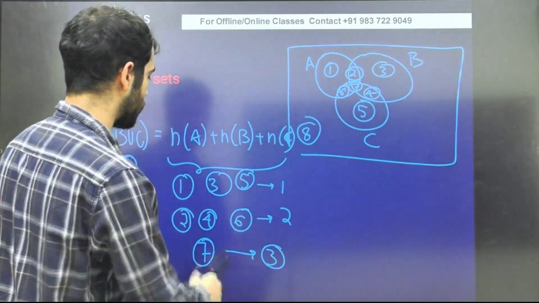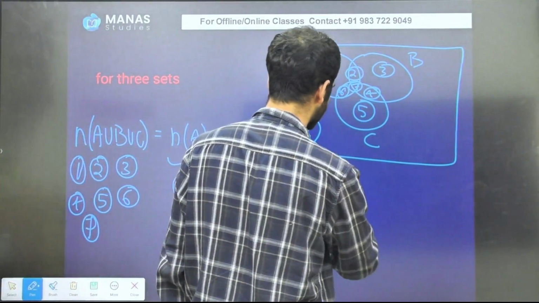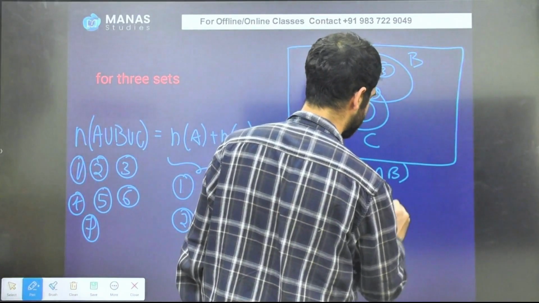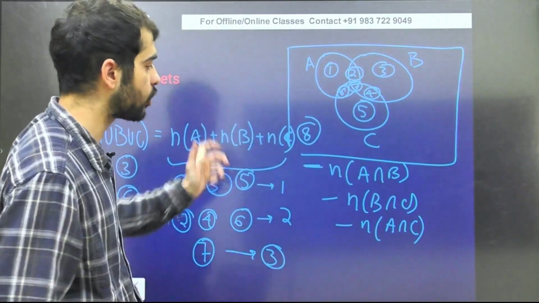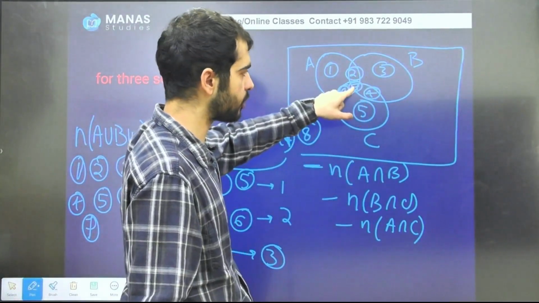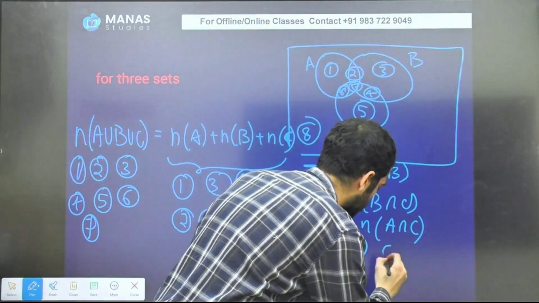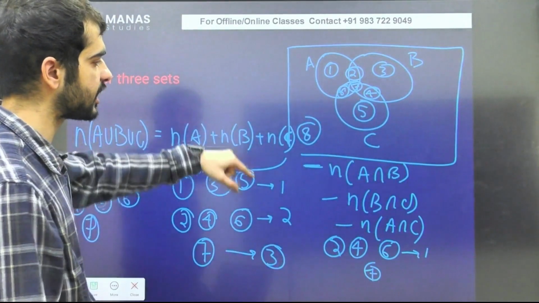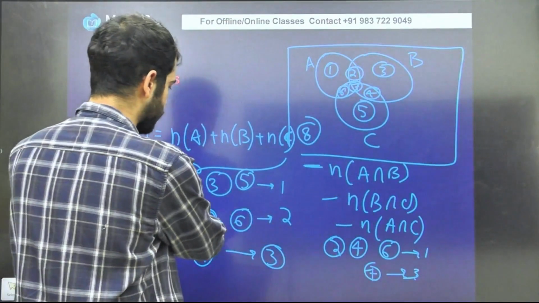So now what do I have to do? I have to remove 2, 4, 6 one time. So in order to remove 2, 4, 6, I have to write it as minus A intersection B, B intersection C, and A intersection C. If I'm removing these, what are the elements that are being removed? 2 and 7 will be removed, then 4 and 7 will be removed, then 6 and 7 will be removed. So I am including the regions 2, 4, and 6. They are being included one time. And 7, how many times will 7 be removed? 3 times, once with each. So when I'm subtracting it, I am removing 2, 4, 6 one time.